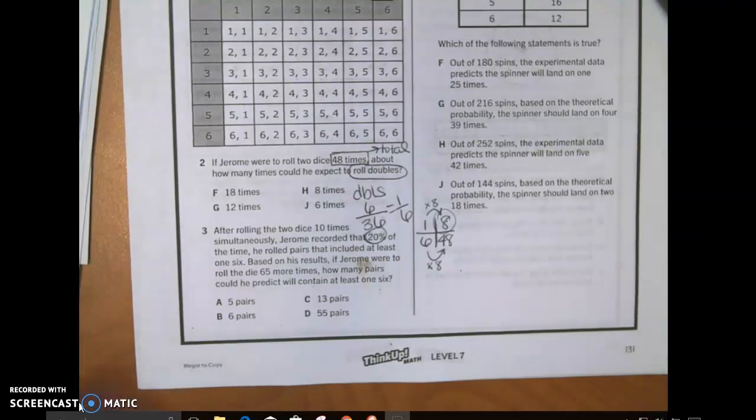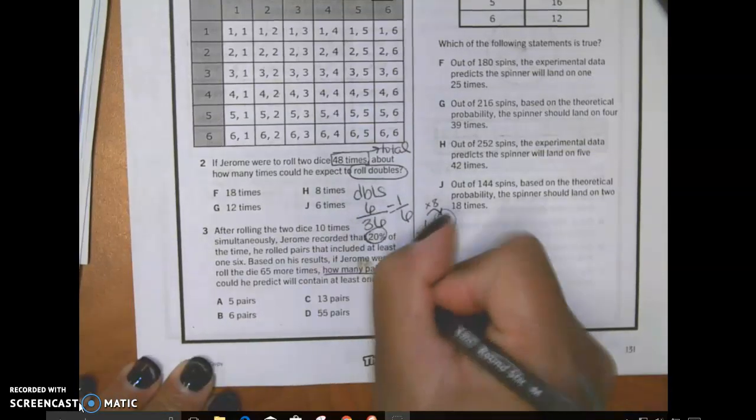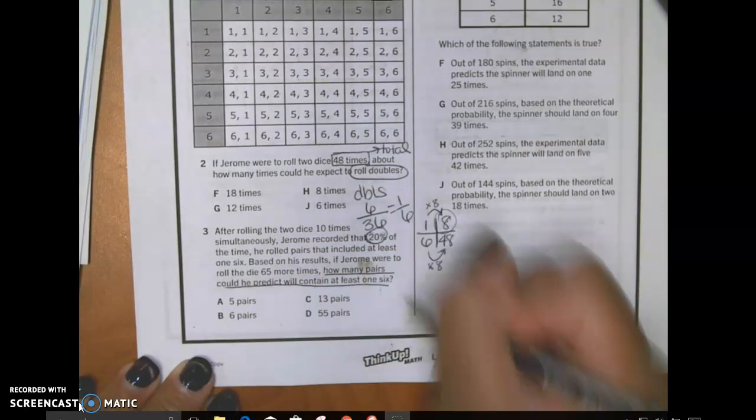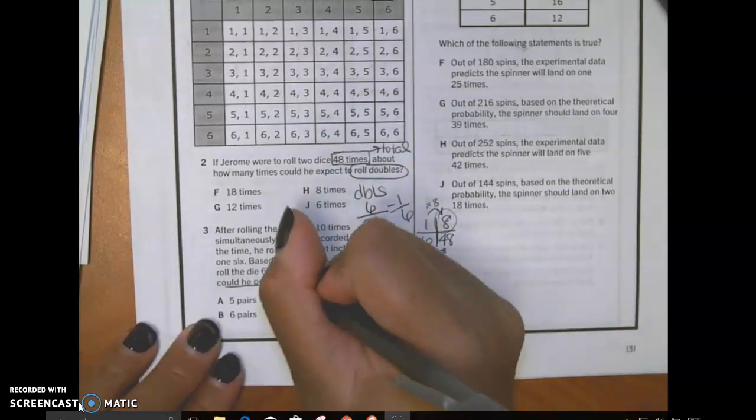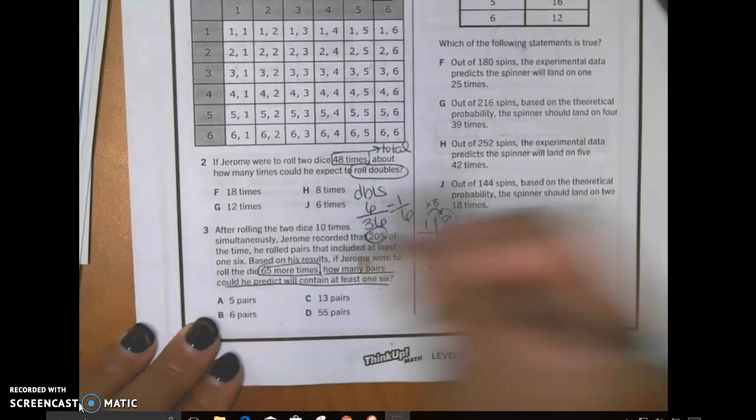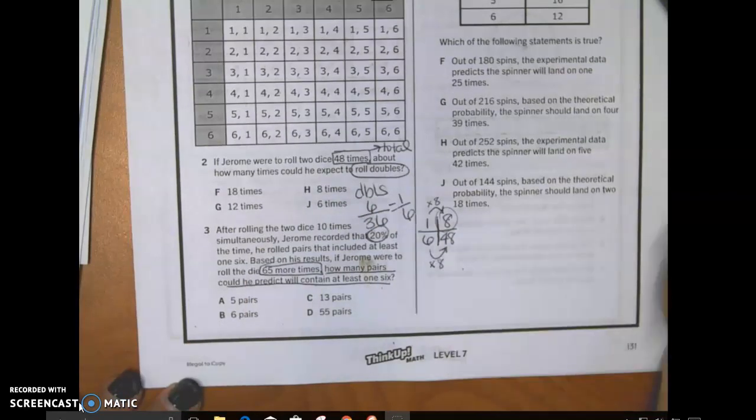What do I not know? How many pairs he could predict out of how many? Not 1/6. 30. The 65. That's what they gave me. So what do I do with 20% and 65?